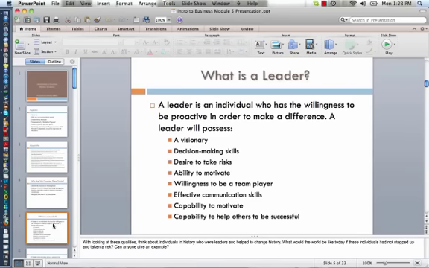What is a leader? A leader, in my definition, is an individual who has the willingness to be proactive in order to make a difference in an organization. This can either make or break the success of your strategic management plan, since the leader is ultimately the individual that will guide this process. A leader will possess hopefully all these qualities, if not the majority of them.